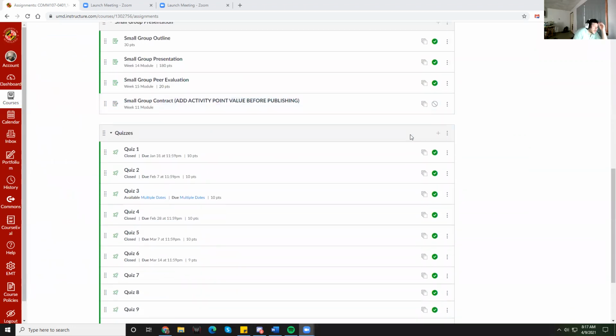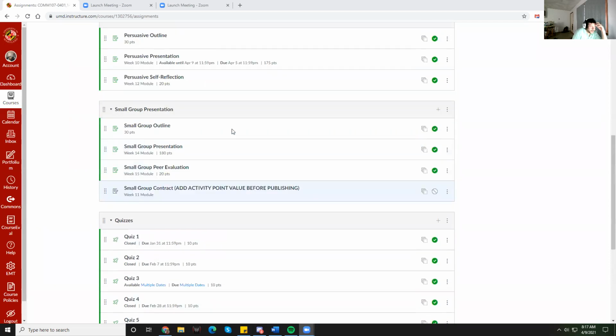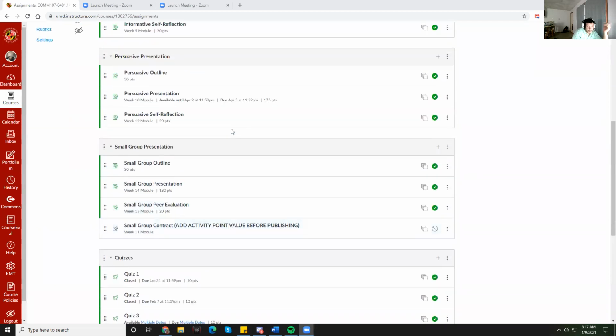Today, we're going to be looking over our group speeches: what is in the model, what is being presented, and what is going to be asked of you. There are four key components to it. One is going to be the small group outline.